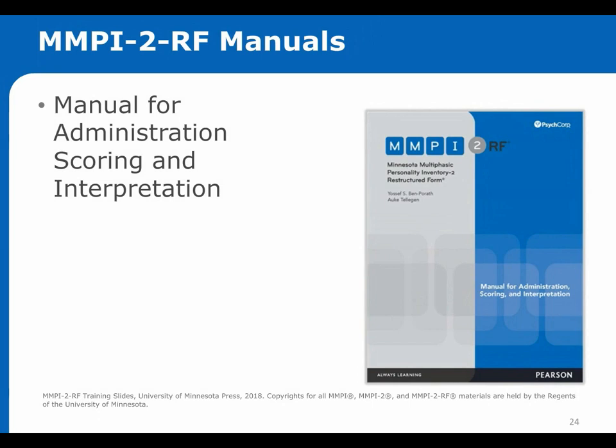The first document available to guide use of the restructured form is the Manual for Administration, Scoring, and Interpretation. As the name implies, this manual provides information about how and with whom to administer the restructured form, how the instrument is scored, as well as what interpretations can be made about test takers based on the scores on the instrument.